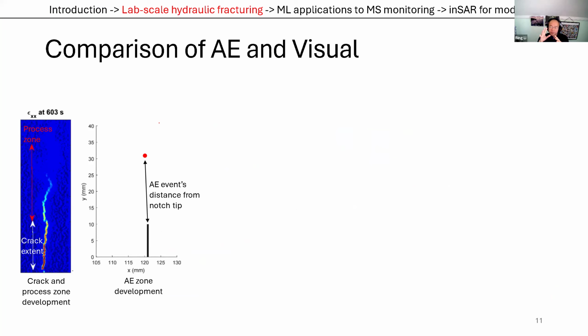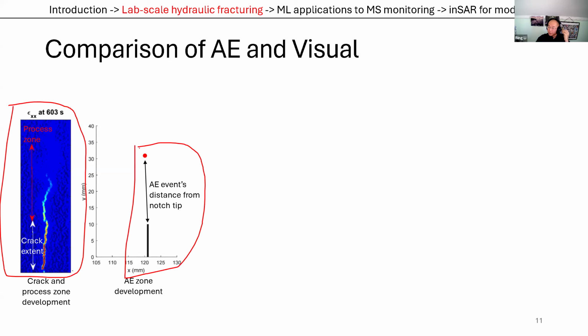So finally, we can try and do a quantitative comparison between both the imaging data that we can grab as well as the acoustic emissions that we do. So the first thing we can look at is a very simple one: from the image, we can look at how far the crack tip is from the original notch and how far this process zone is from this notch. And then for the acoustic emissions, we can also measure the distance of any event from this pre-cut notch that acts as the stress concentrator for these fractures.